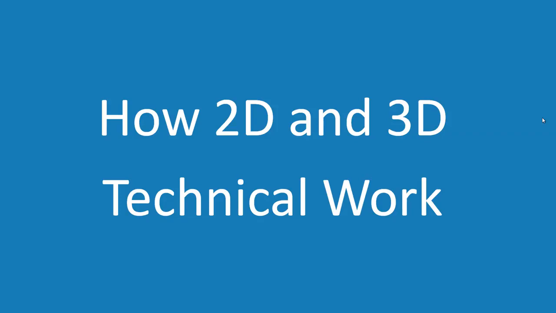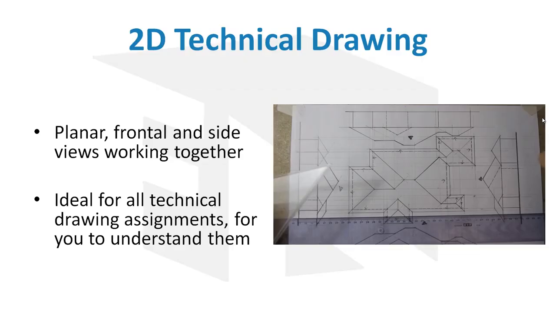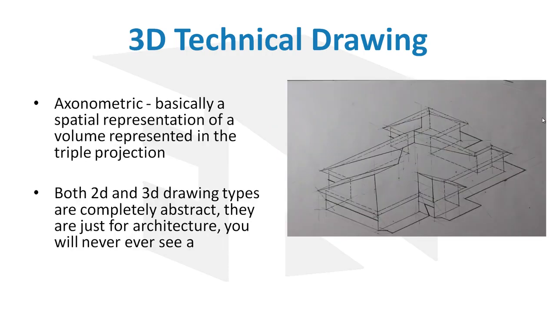Right, so 2D and 3D technical drawing. Obviously, they both are important, equally as important. You need to be able to jump from 2D technical drawing to 3D. So obviously you got a planar frontal view and a side view, and all these views work together. Okay, so they describe the same volume, and obviously you need to understand them before you can move on with your work. Okay, so 3D technical drawing, the same volume described previously, but in 3D.